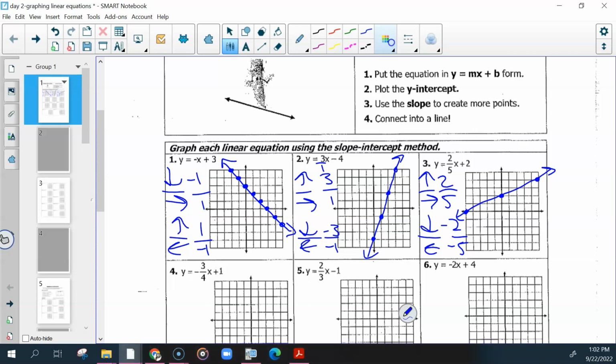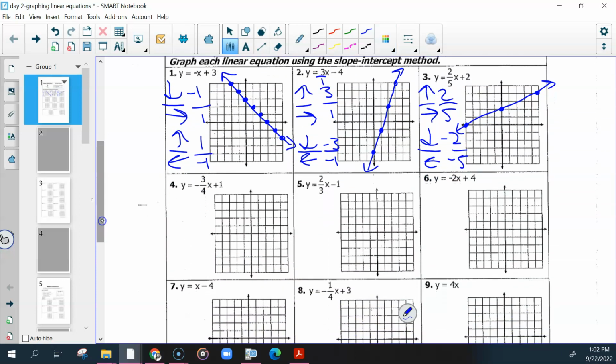We're going to do one more of these, and then I'll let you pick some that you may or may not want to do. For number 4, it's a fraction again, but the negative means that only one thing is going to be negative. One of your directions is going to be negative. So plot your point at 1, and we can go down 3 and to the right 4, or we can go up 3 and to the left 4. Only one of your numbers is going to be negative, not both. If you make them both negative, you're going to end up with a positive.